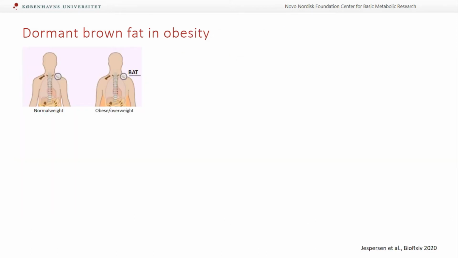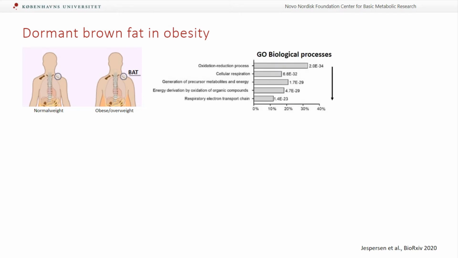We then wanted to look into obesity, what happens here. So we took biopsies from normal weight subjects and obese or overweight subjects, and we compared these using RNA sequencing. And we could see that genes that were involved in cellular respiration or the electron transport chain were downregulated in obesity. And this included, for example, several of the COX genes, which you can see here. The samples from the obese and overweight were more similar to the white adipose tissue.